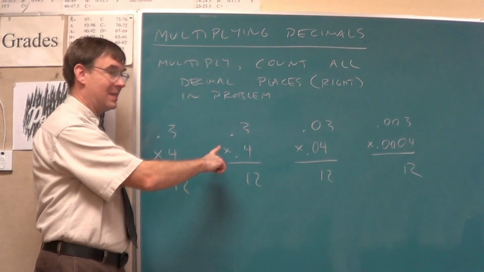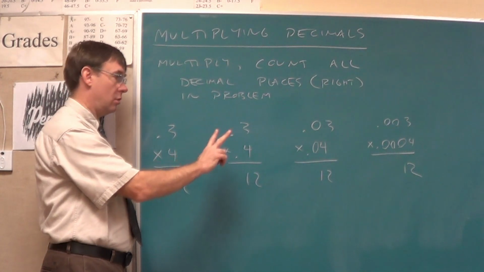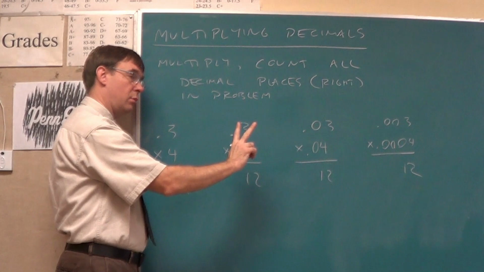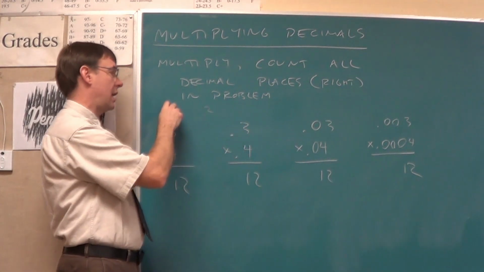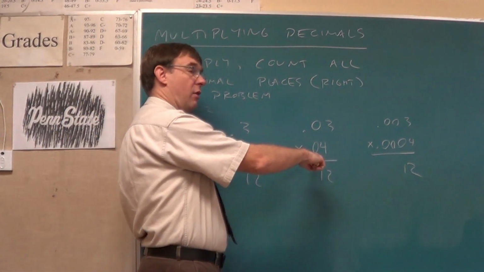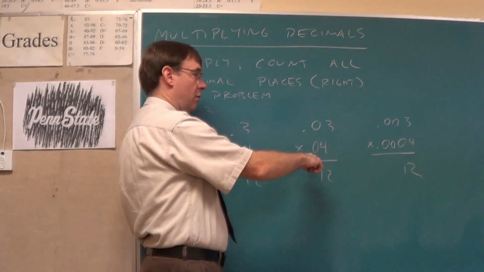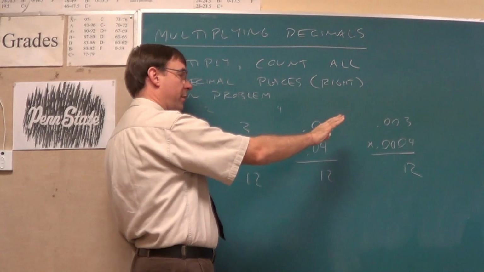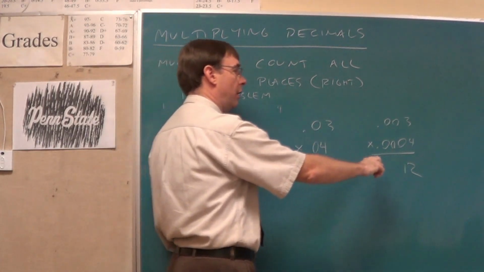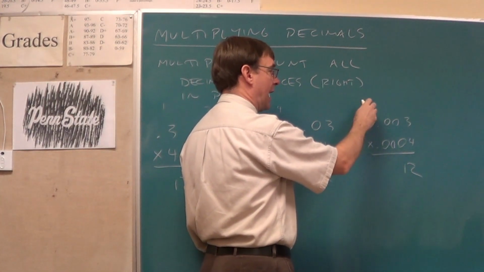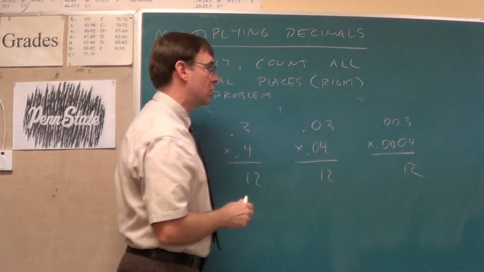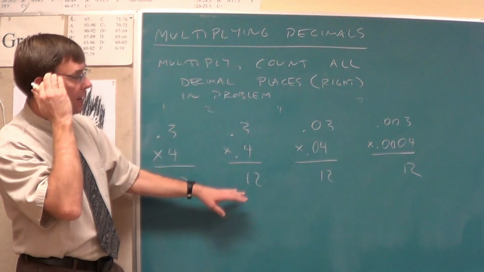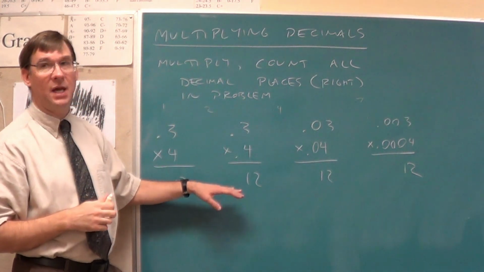Over here, how many of these numbers count? 2. The 3 and the 4 are both on the right of decimals. So we have a count here of 2. This had a count of 1. What's this have a count of? 4. All 4 of them are on the right. We need to make a count of 4. This has the biggest count, a count of 7. So what we do, we look at the problem, we count how much stuff is on the right. Then we need to make the answer have the same count.